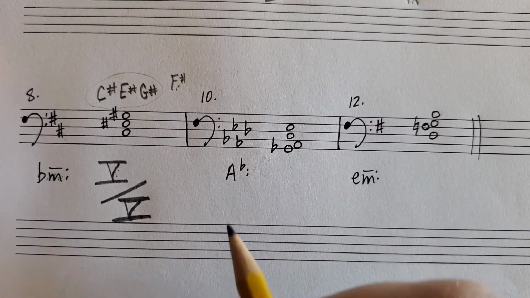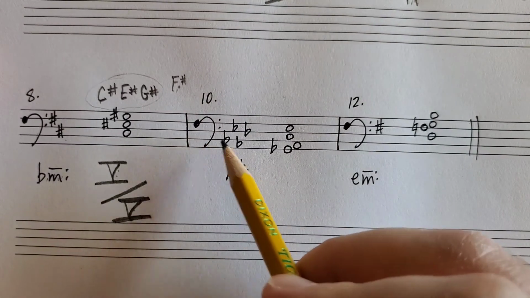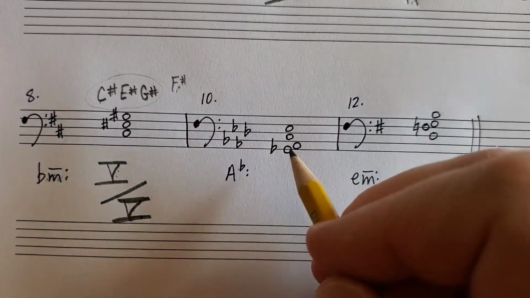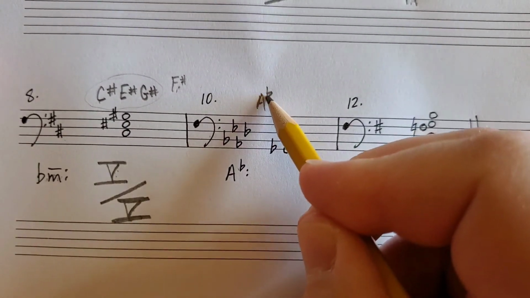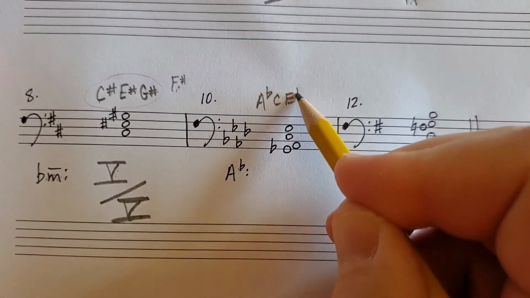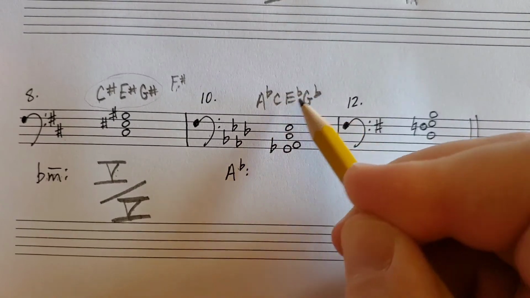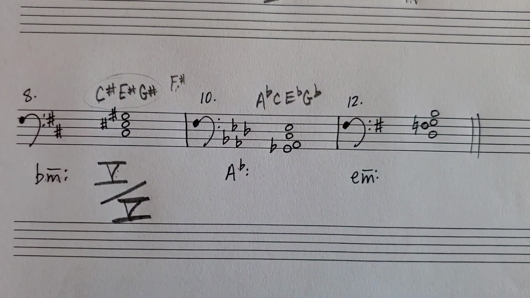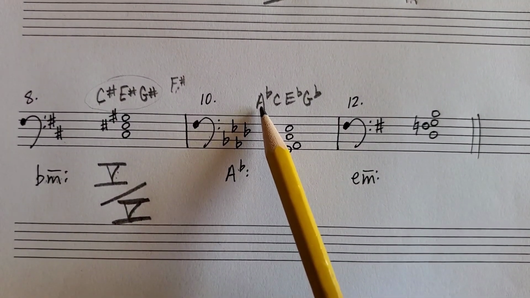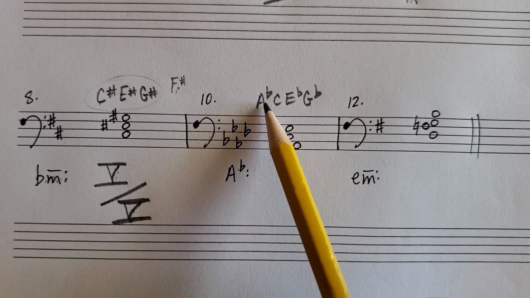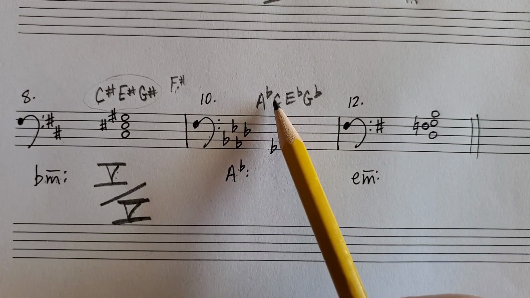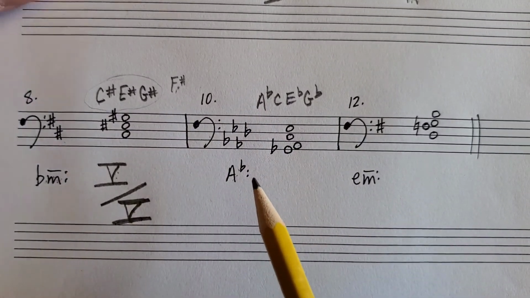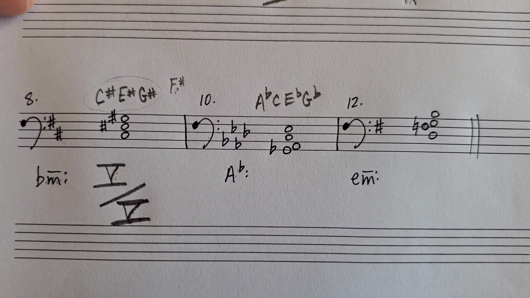Okay, number 10, A flat major, bass clef. Here's our 4 flats. And the root is A flat, right? So it's A flat, C, E flat, and G flat. And again, if you notice that you have a dominant 7th chord spelled on scale degree 1, you can pretty much stop and just say, I know this is 5 of 4. But we can go through the process as well.